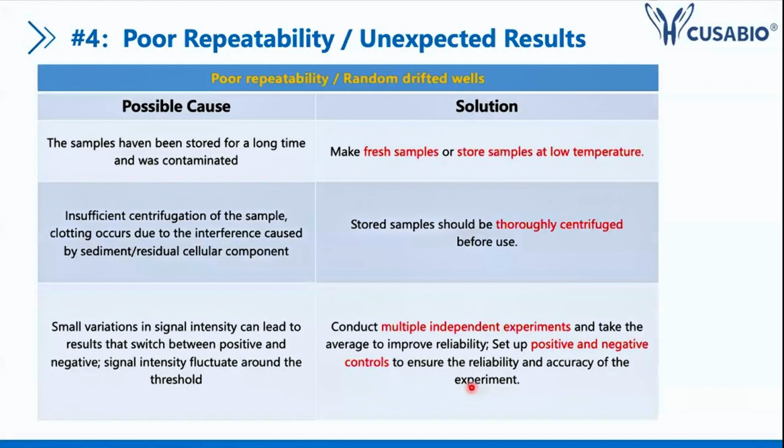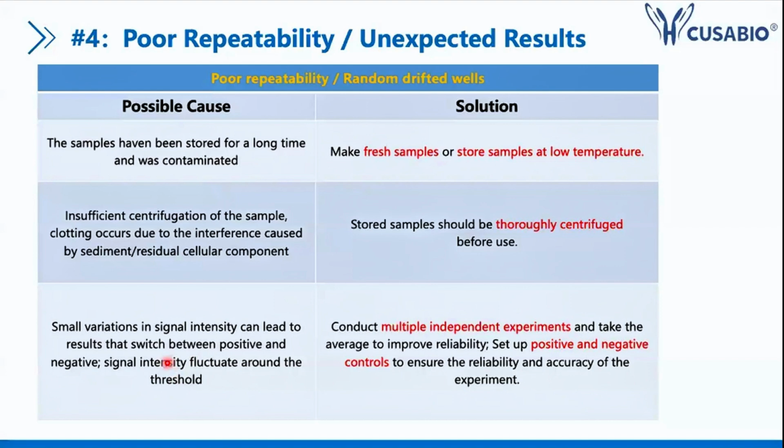And also for this problem, there are some external factors, especially causes that can come from the samples. One thing about the samples is to check their storage. Are they too old? If they are too old, my suggestion is to make fresh samples. Another thing, after you take them out from the fridge, is to make sure that you centrifuge them before you add them to the ELISA plate, because clotting can happen due to interference caused by residual serum components. They settle down, then they will block the light, and then they will affect the final reading.